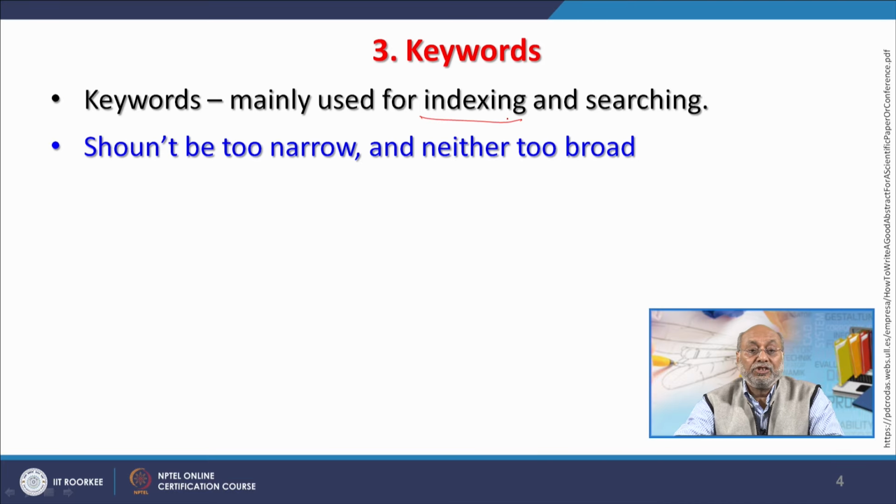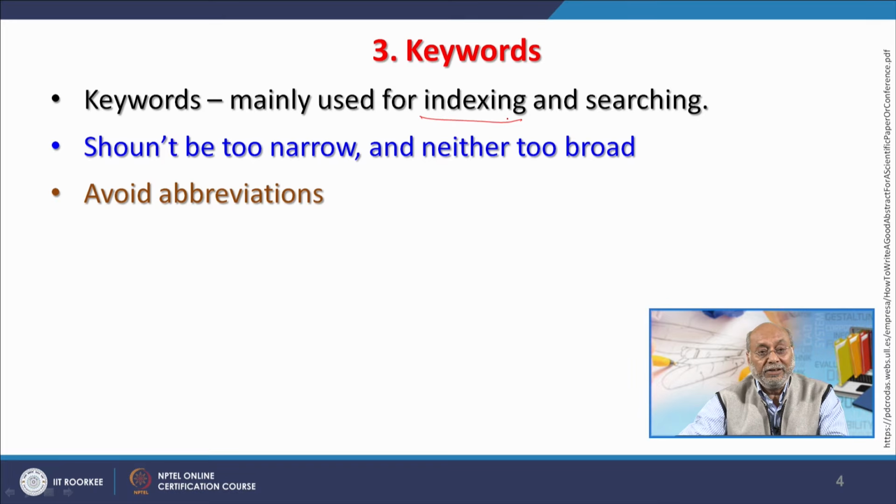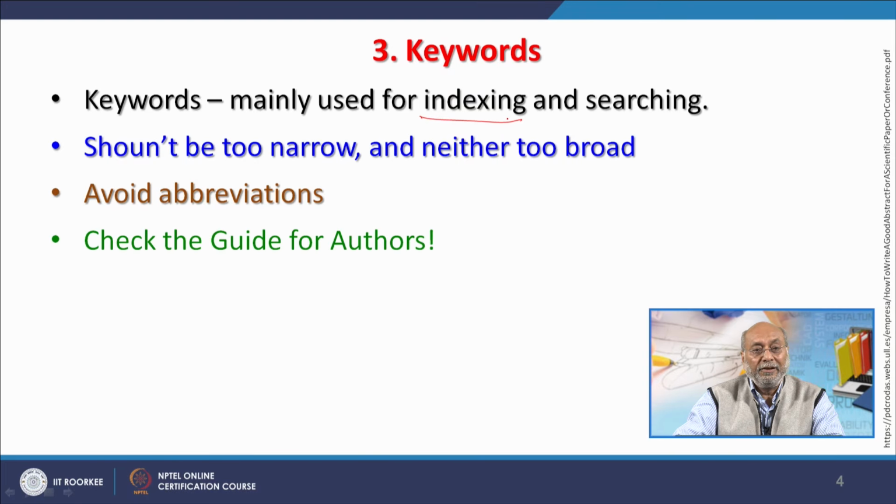These keywords should not be too few and should not be too many. Further, they should not be too narrow and neither too broad. You have to choose the keywords very appropriately. The purpose is that your work is found immediately in the digital world. Avoid abbreviations in keywords, just as in the title. Do not use them unless an abbreviation is so popular that almost everyone understands it, then it is fine.